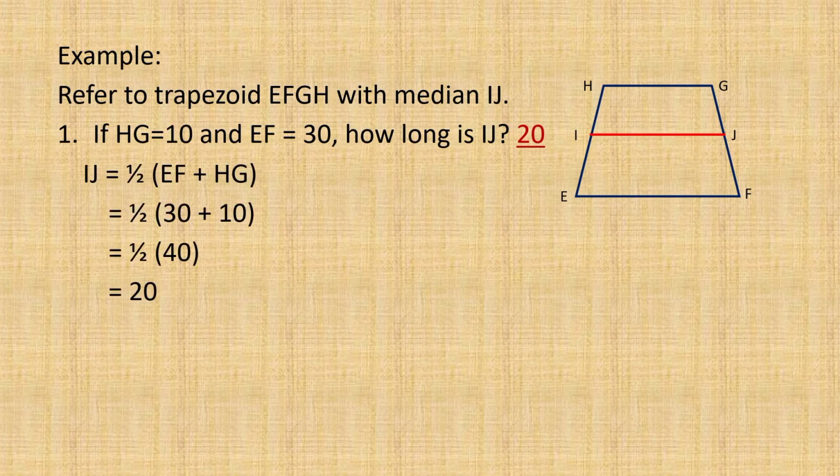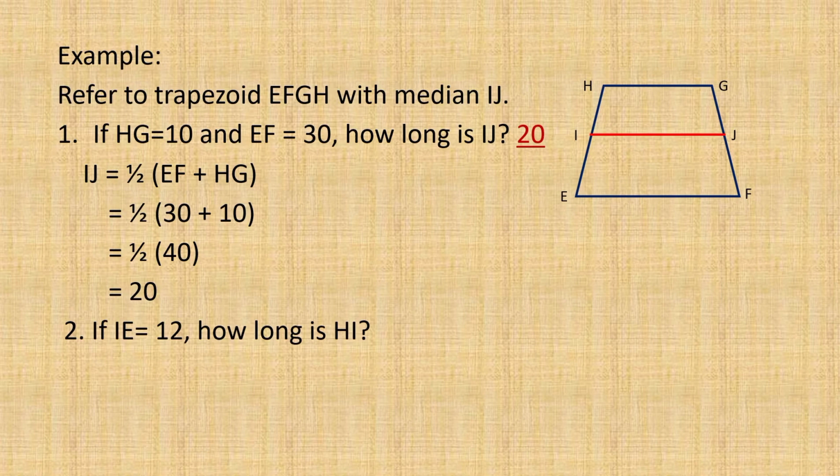So for the solution, we have IJ is equal to 1/2 of the sum of the two bases, which are EF and HG. Substitute the value of EF, which is 30, and substitute the value of HG, which is 10. So 30 plus 10 is equal to 40, and 1/2 of 40 is equal to 20. So therefore, IJ is equal to 20.